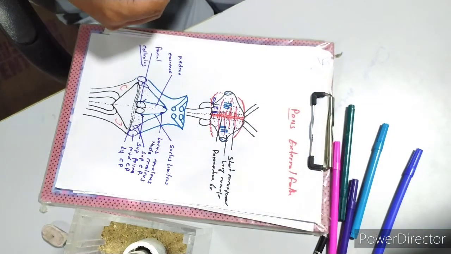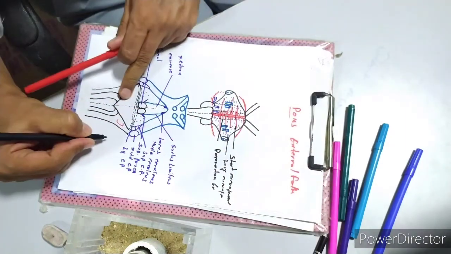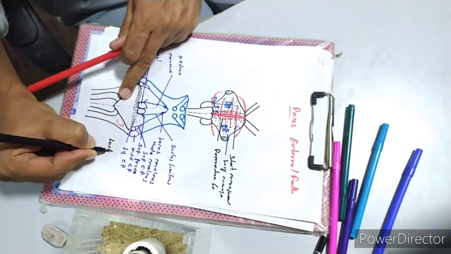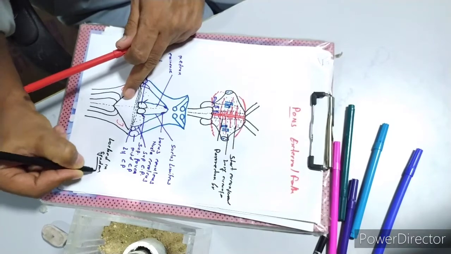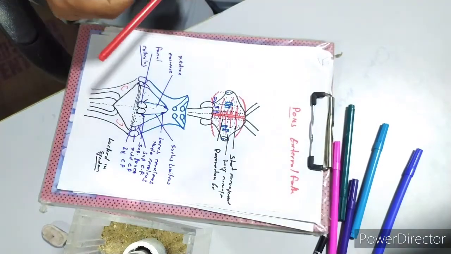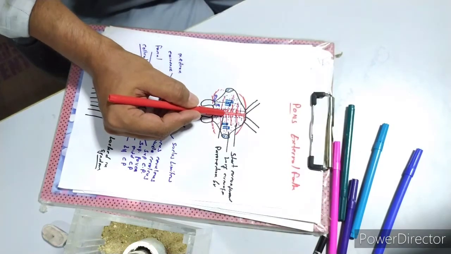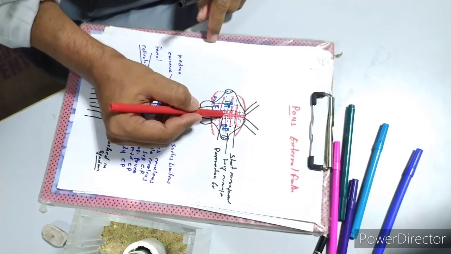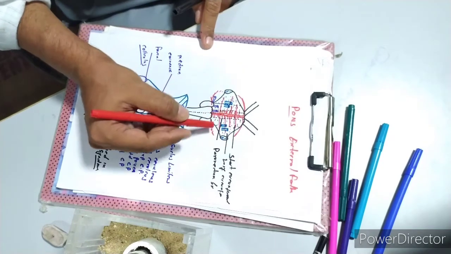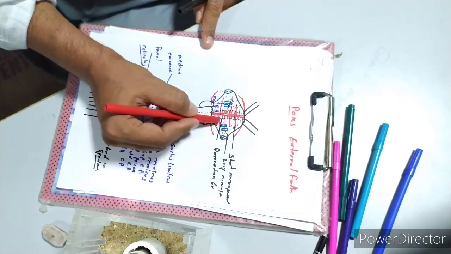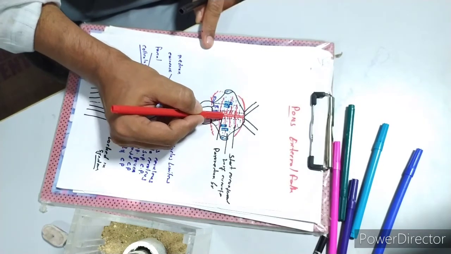The applied aspect is the locked-in syndrome. What is locked-in syndrome? Locked-in syndrome occurs when the blood supply of the pons is hampered due to thrombosis of the paramedian artery or the short circumferential arteries. Okay, so when these arteries are thrombosed, what happens?